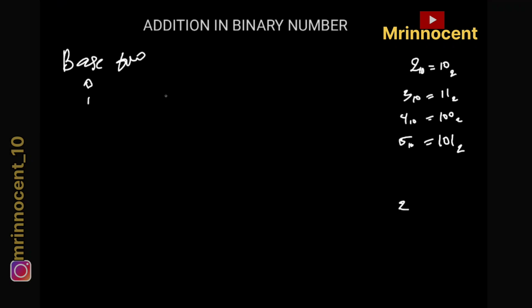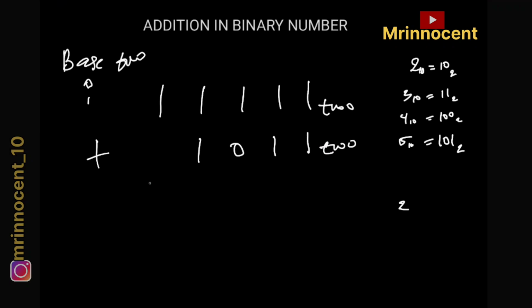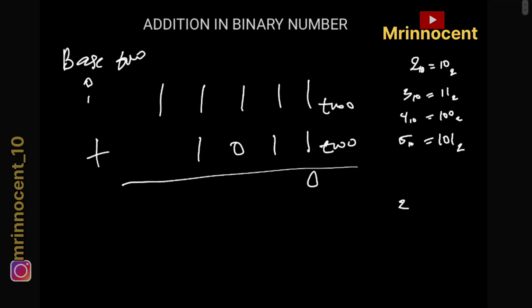Let's look at more examples. We have 1, 1, 1, 1, 1 in base 2 plus 1, 0, 1, 1 in base 2. 1 plus 1 is 2, and 2 in base 2 is 1, 0. So you write 0, remainder 1, and bring it to the next.